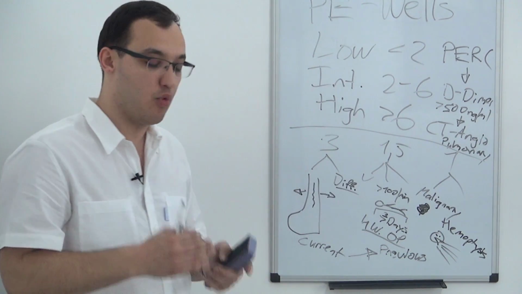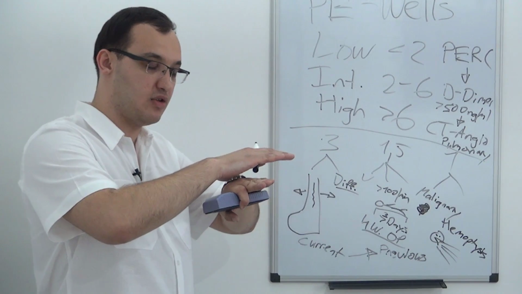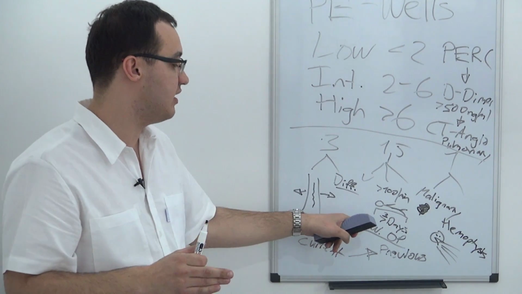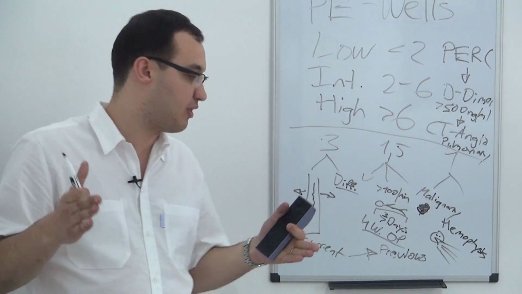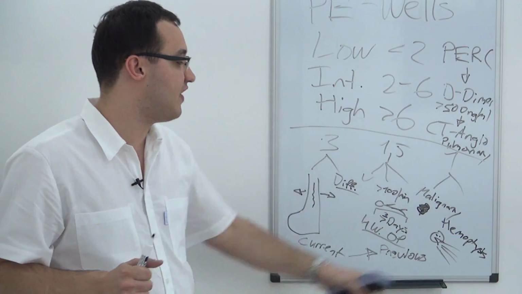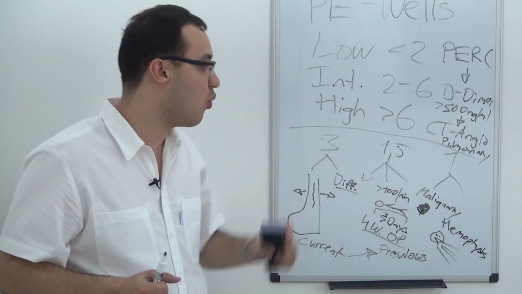If you have more than 100 beats per minute, then it's 1.5 points. If an operation has been done in the last 4 weeks, then it's 1.5 points. If we have been laying down for more than 3 days, then it's 1.5 points. If he had a tumor, 1 point. If he has vomiting blood, it's 1 point.